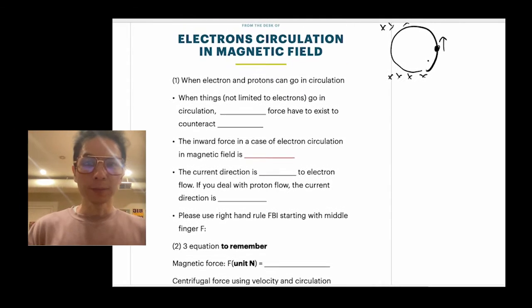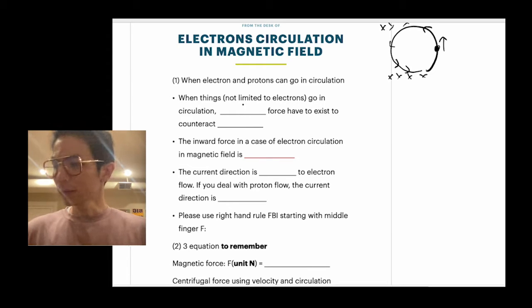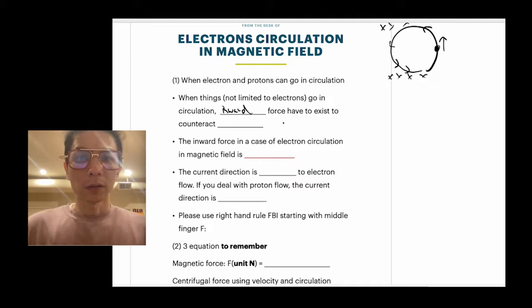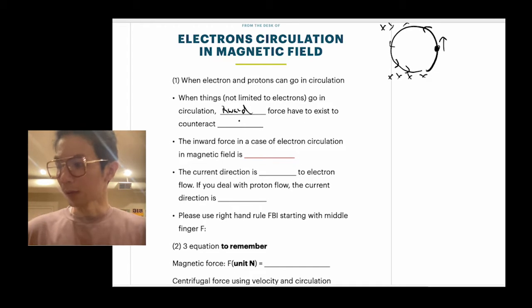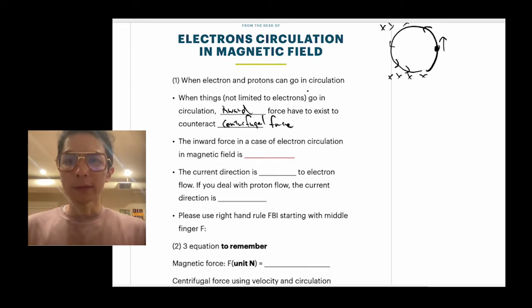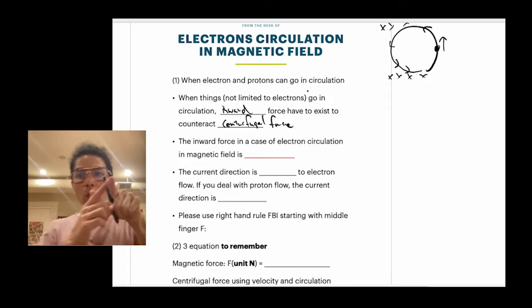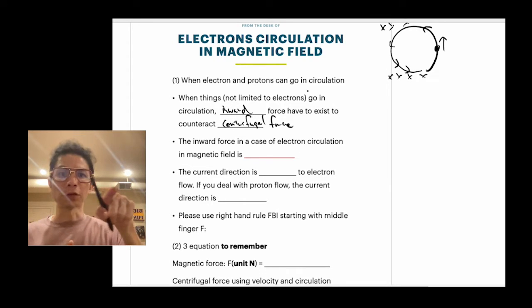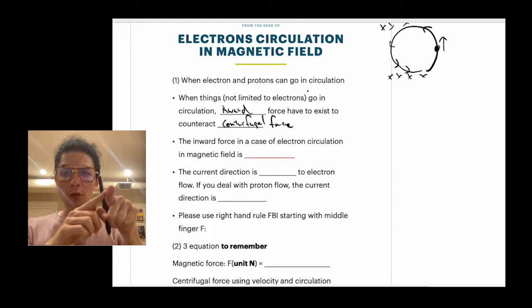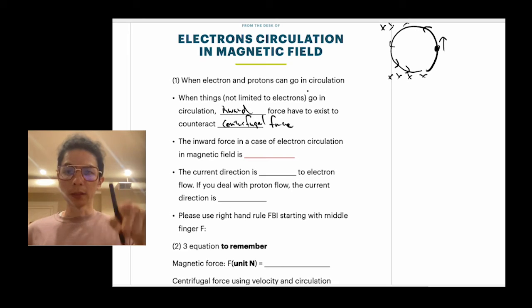Okay, so when things, not limited to electron but including electron, go in circulation, like this type of situation, always the inward force has to be there, basically in order to counteract the centrifugal force. So when something is going in circulation, always this object is gonna feel the centrifugal force. So without inward force, this circulation is not going to be there.